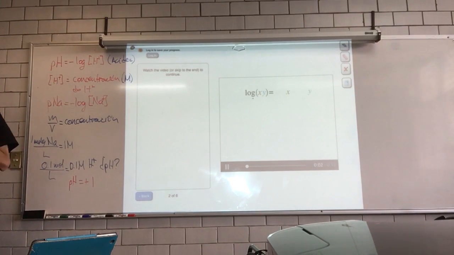Right, the log of x times y equals the log of x plus the log of y. Try using the log addition identity to find another way to write the log of x squared.